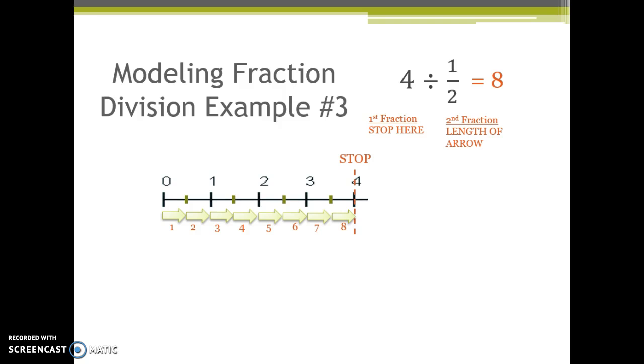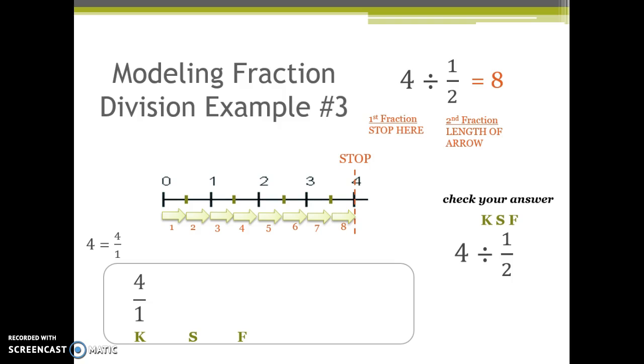But again, do not assume your answer is correct. Let's do our keep, switch, flip to check it. So I have 4, which is a whole number. So over here on the left-hand side, you can see I put a 1 underneath it. So I'm starting with my first fraction. I'm keeping it the same, 4 over 1, switching it to multiplication, and then flipping that second fraction.